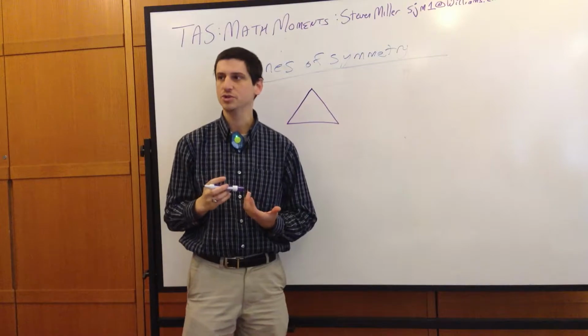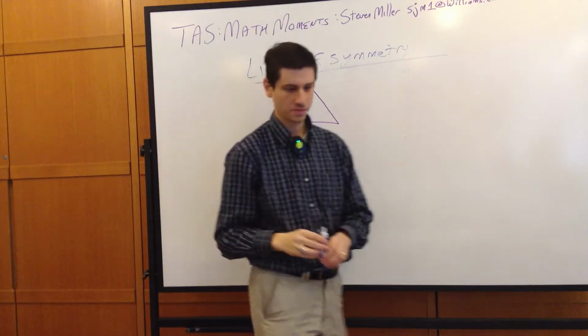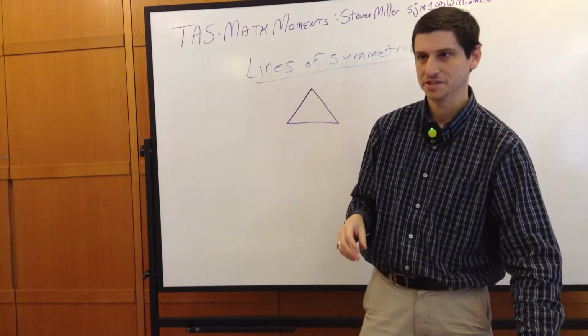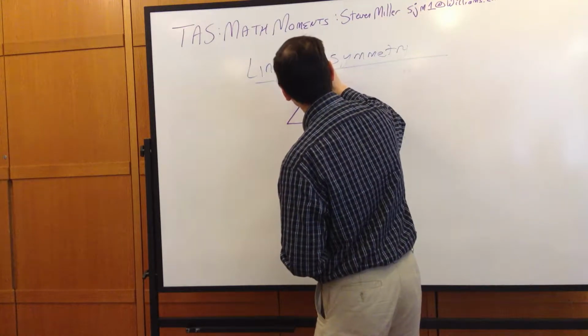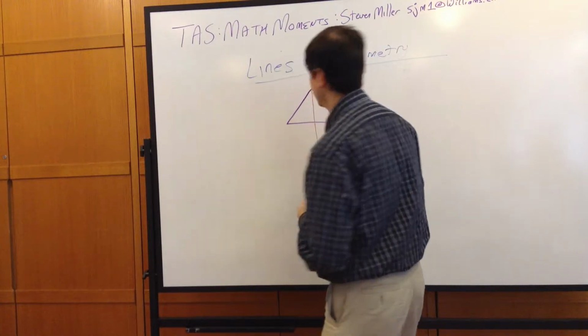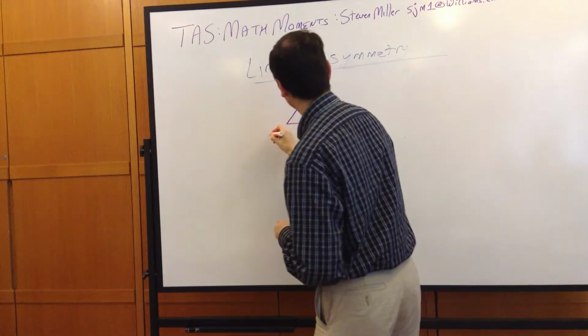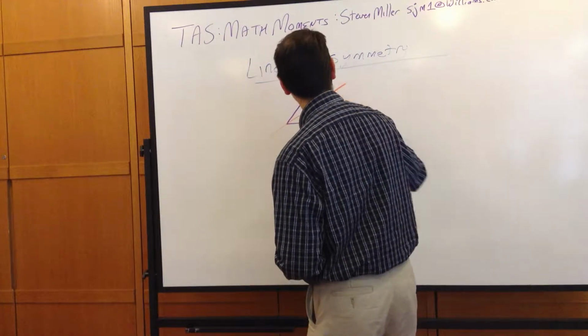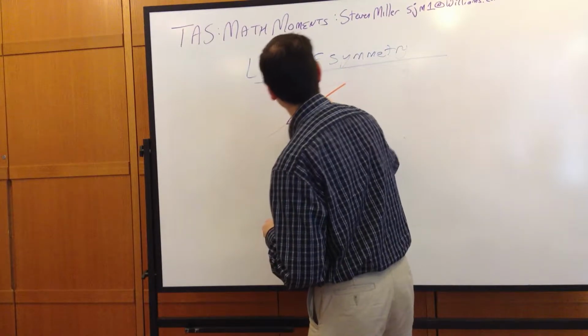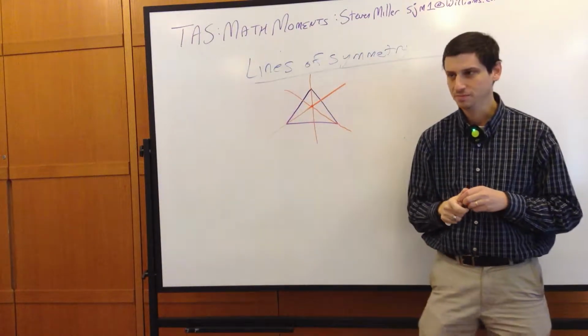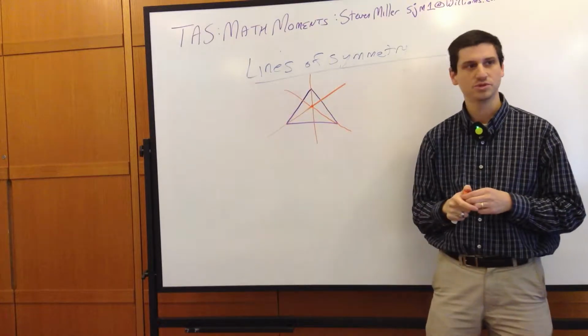What are the lines of symmetry? Yes? Top to bottom, from the top halfway through the point. Okay, so we have this one as a line of symmetry. Then the same from really any vertex. And they should all meet if it's well drawn over here, if it's an equilateral triangle. Are there any other lines of symmetry?